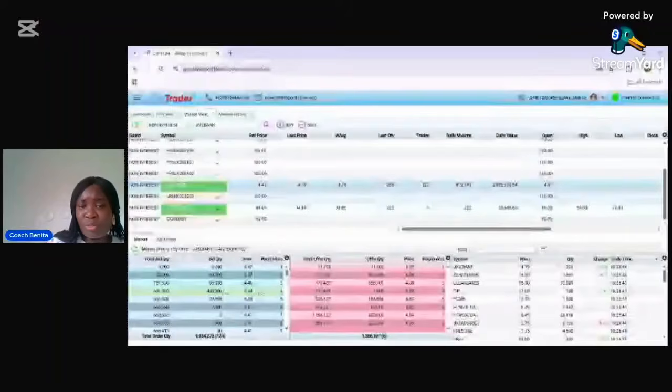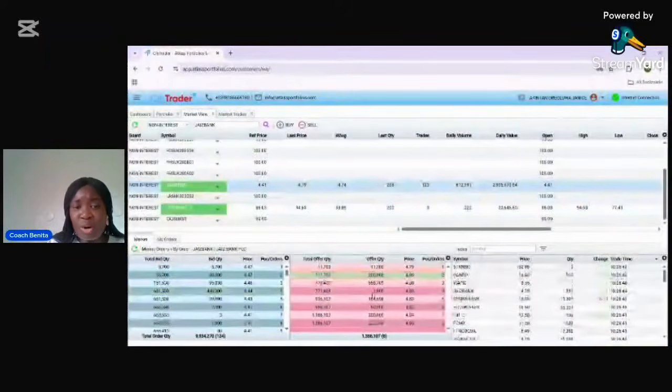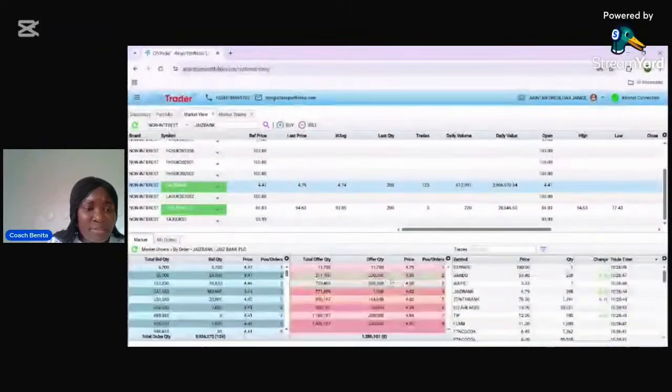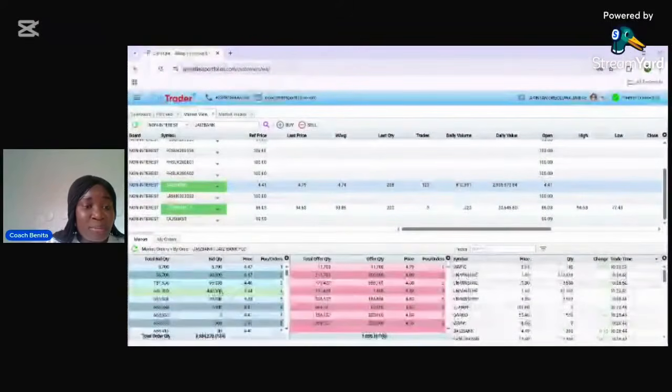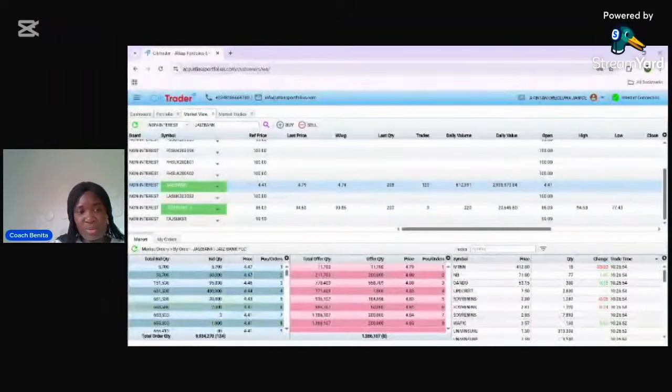Not for any other reason, but just because I feel like, what if these people don't come down on their price? What if this one doesn't get sold to totally? Anybody below this will also not get sold to. So I might just feel like, okay, let me place a bid at 4 naira 45 kobo.